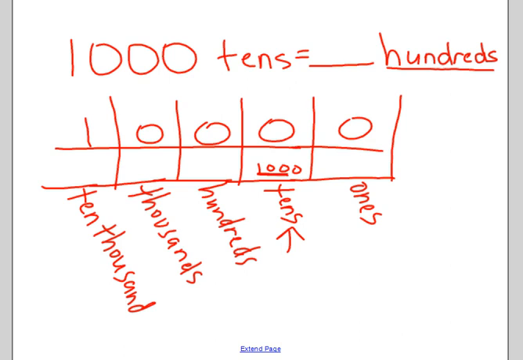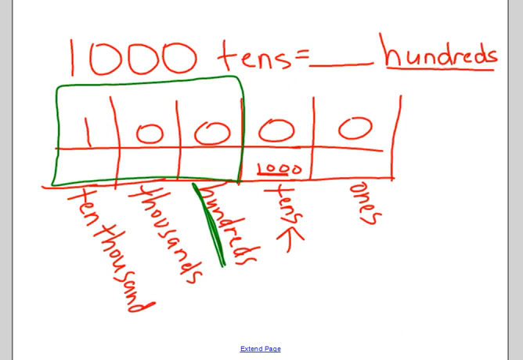1,000 tens is how many hundreds? Well, let's stop there and look at just the hundreds. How many hundreds? I'm stopping at the hundreds. 1,000 tens is the same as 100 hundreds. And if they asked me, I could even tell them it's the same as 10,000 ones. This lesson has gone on kind of long, I know, but let's do one more, and then we're going to work on it more in class.